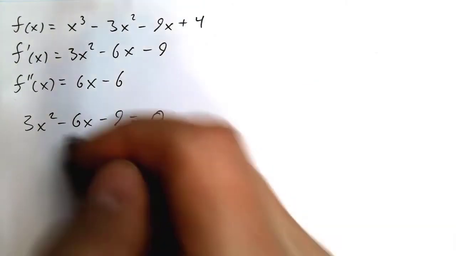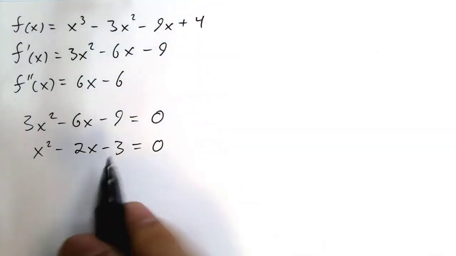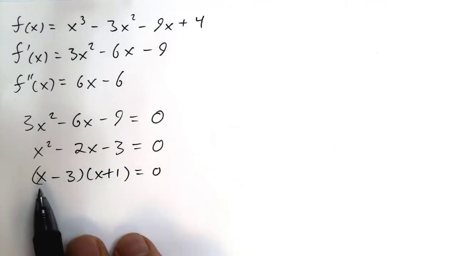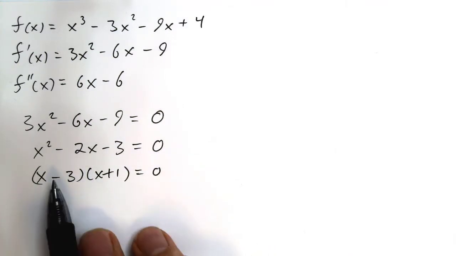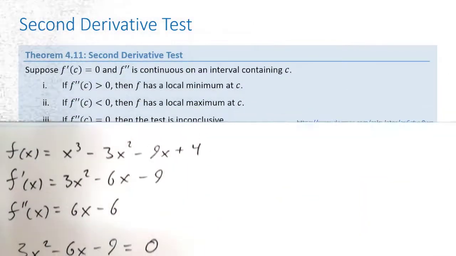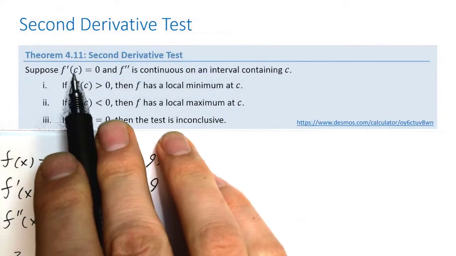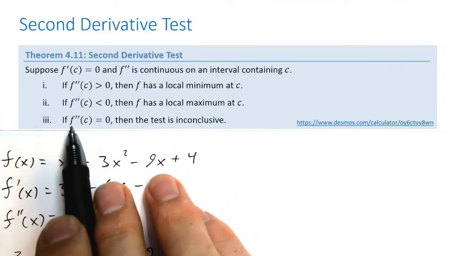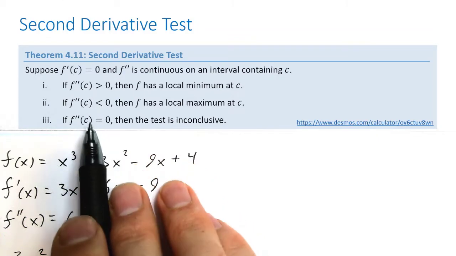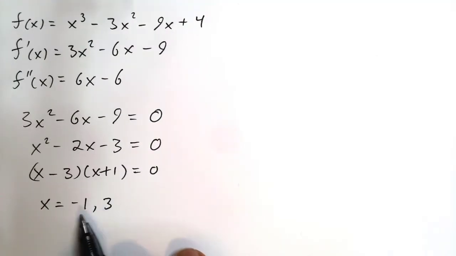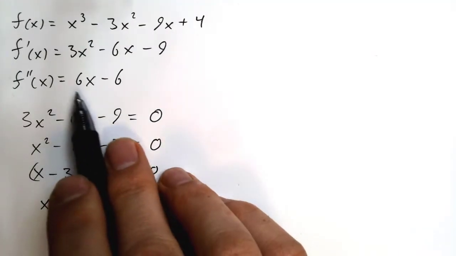And we'll divide through by 3. And we'll factor. And we see the two solutions here. They are the numbers -1 and 3. Okay, so now that we found those are our values for this number c, we are now going to check the sign of f double prime and see if it's positive, negative, and hopefully it's not 0. Otherwise, we need to use a different test. All right, so we're going to plug these numbers into the second derivative.